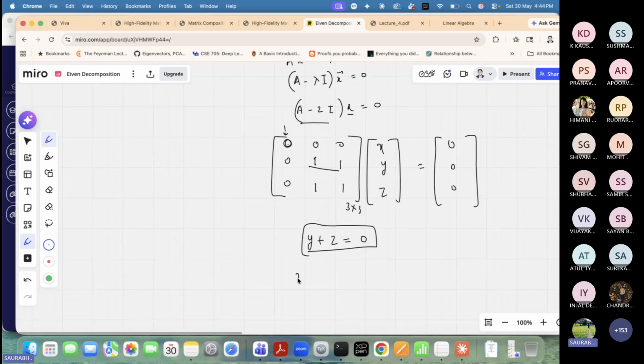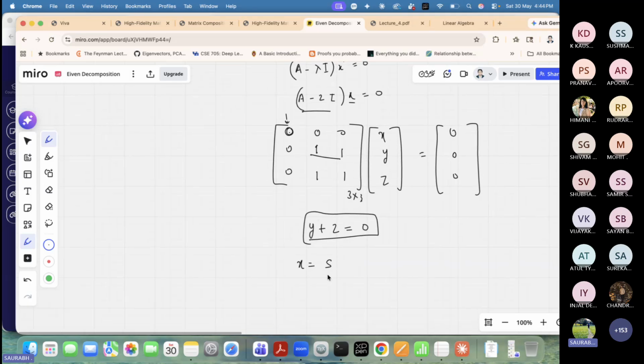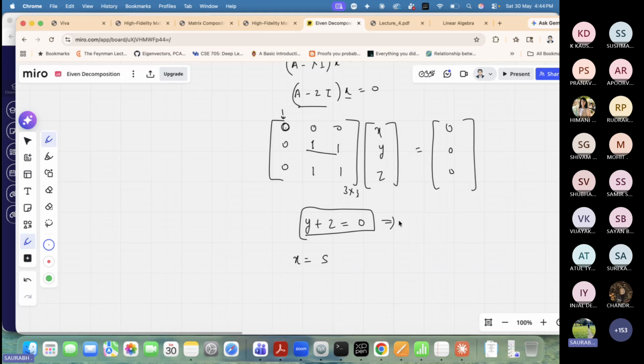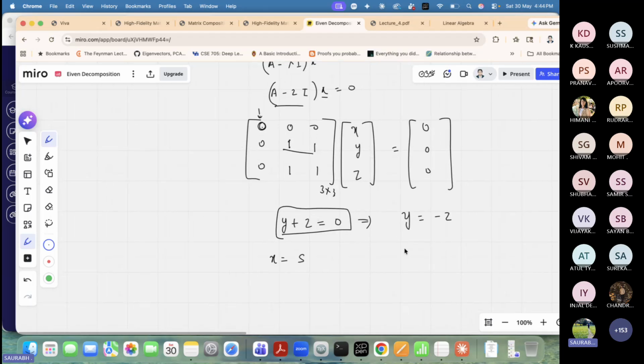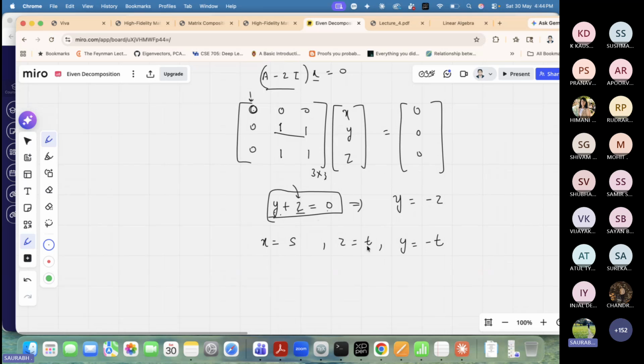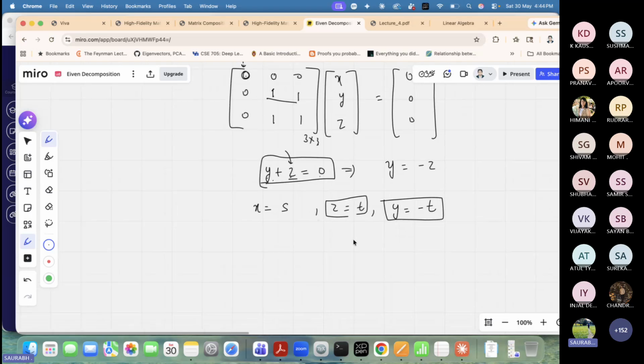You can write x equals s, which is a free value. And from this equation, you can write y equals minus z. Let's say z equals t, then y would become minus t. Because right now x is a free variable, and we are treating z as a free variable too, since you have only one equation, y plus z equals 0. You can treat either y or z as the free variable. If we treat z as free with z equals t, then y is minus t. Now we are parameterizing it.